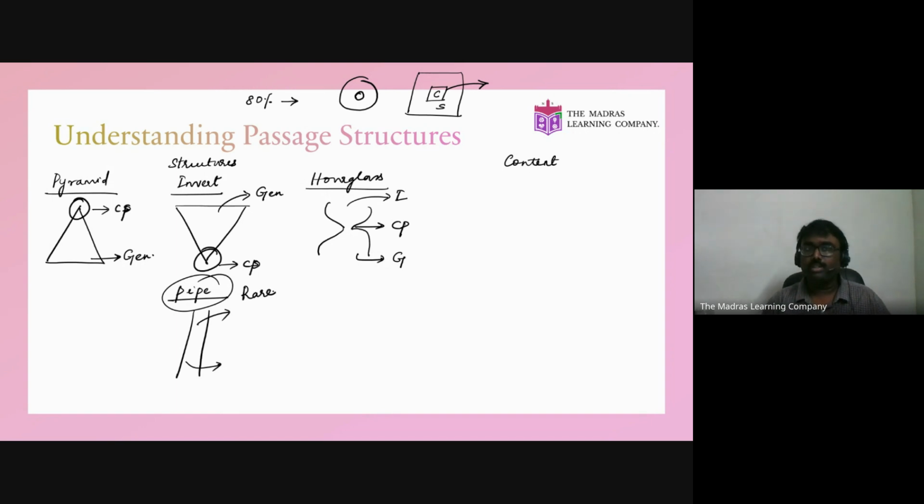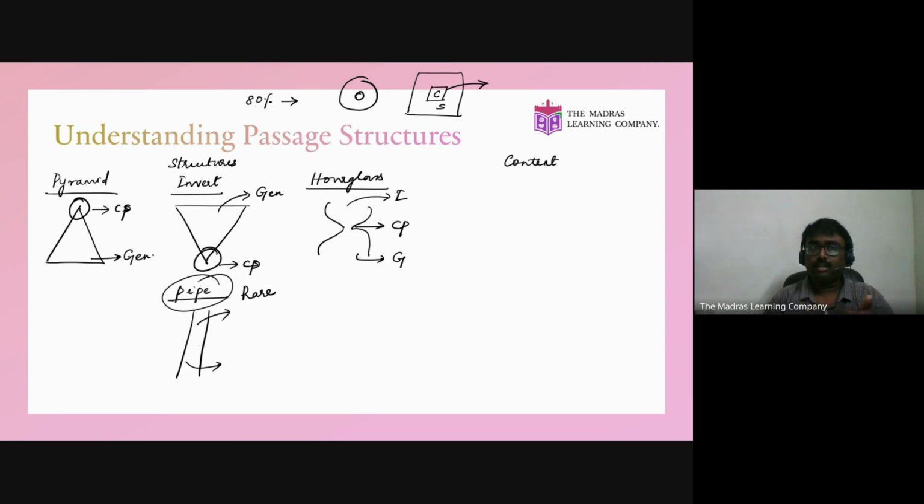Okay, but you will see mostly pyramids and inverted pyramids. Given that the GMAT has moved towards a shorter reading comprehension style, you will see mostly pyramids and inverted pyramids. If it's a long passage, you'll see an hourglass. Knowing this is very important because this will give you awareness about where the central point is.